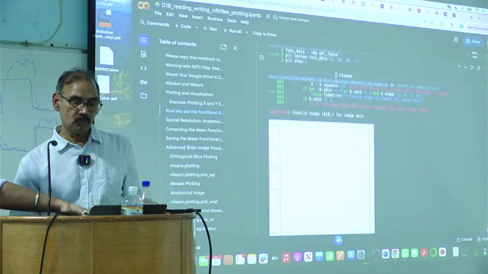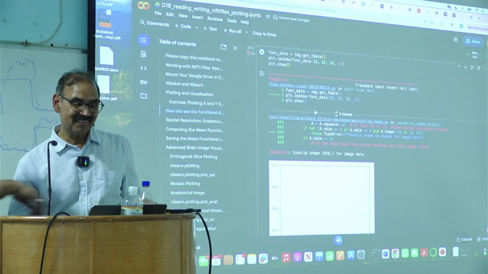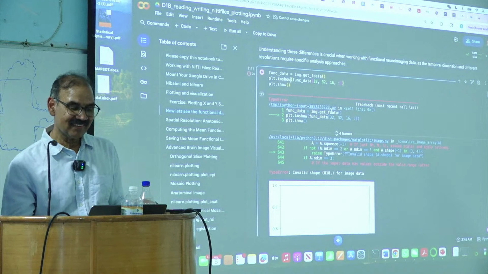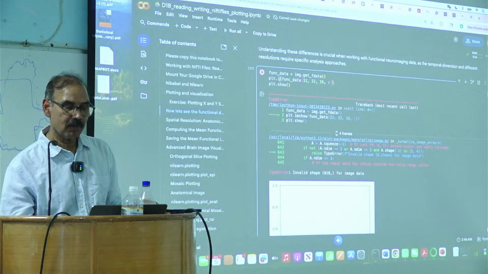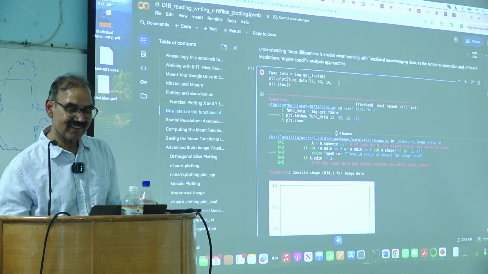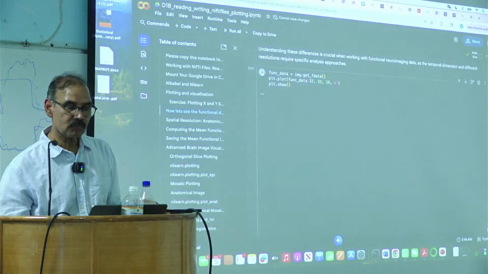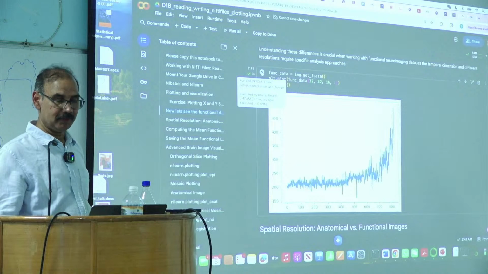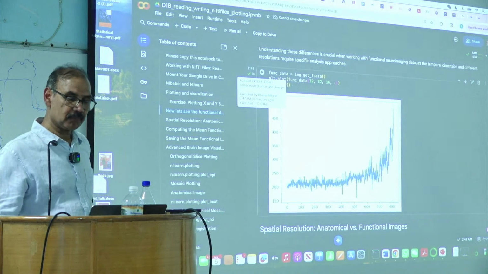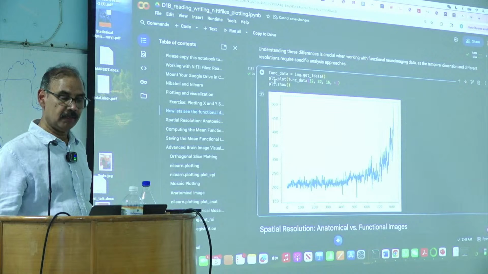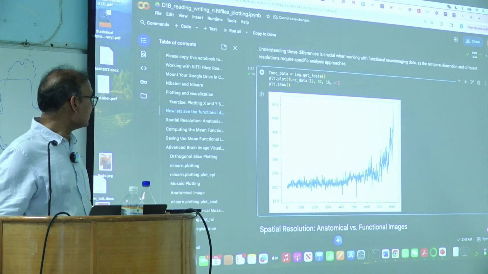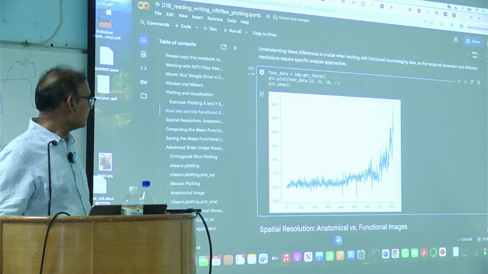Okay. Then this imshow should be plt.plot. Okay. Thank you. All right. So now for any given voxel, we can plot. So this is one value, this is from the image.